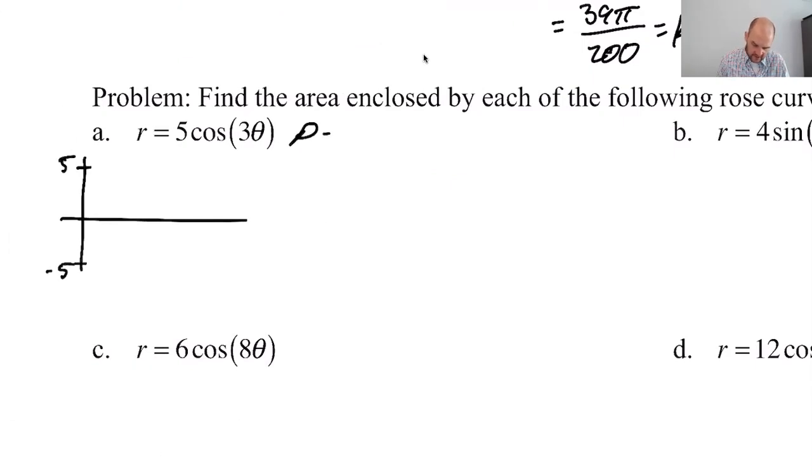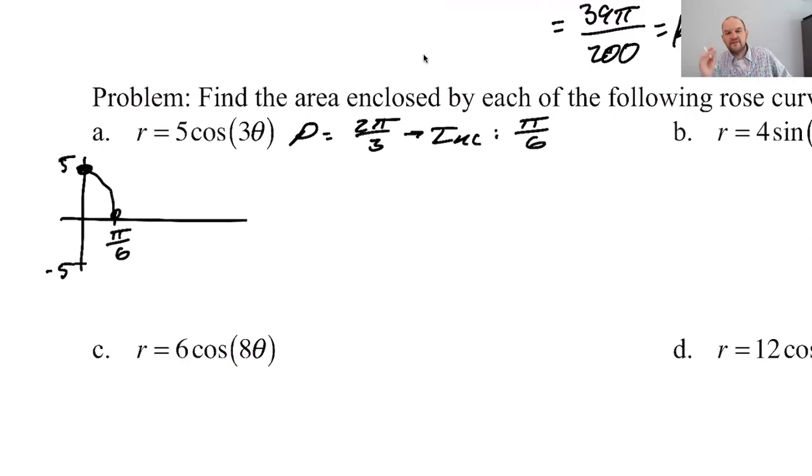So the period is 2 pi over 3. So the increment is 2 pi over 3 over 4, so 2 pi over 12, so pi over 6. So what's going to happen is, go to pi over 6. I'm going to start at a maximum, I'm going to go here. Now, that is 1/2 of one petal. So if I know how many petals I need, I can use this information and just multiply it up, right?